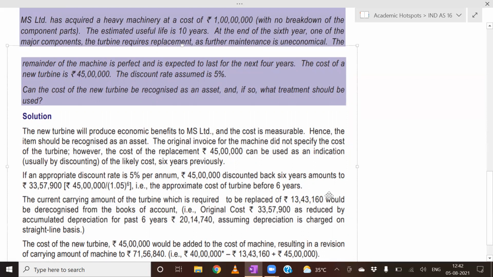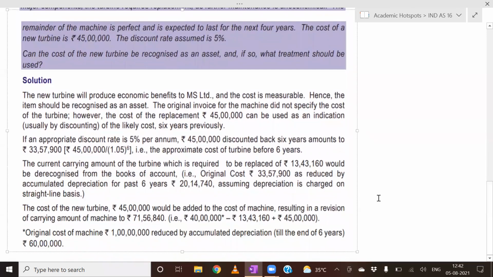So now you'll de-recognize this component and you'll add the new component that is being bought, which is 45 lakhs. As I mentioned earlier, it is the existing carrying amount minus the old component's carrying amount plus the new component's carrying amount. So it's 40 lakhs minus 1343160 plus 45 lakhs. This shall be the total carrying amount at the end. So how did we arrive at the 40 lakhs? This is again pretty simple.